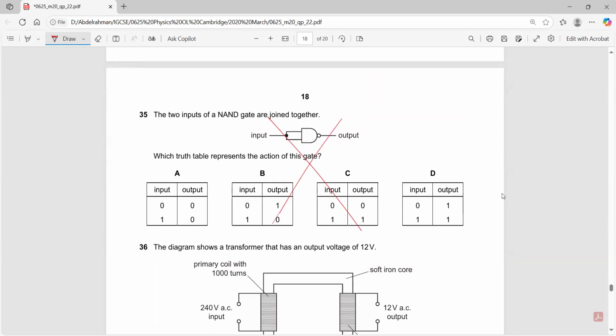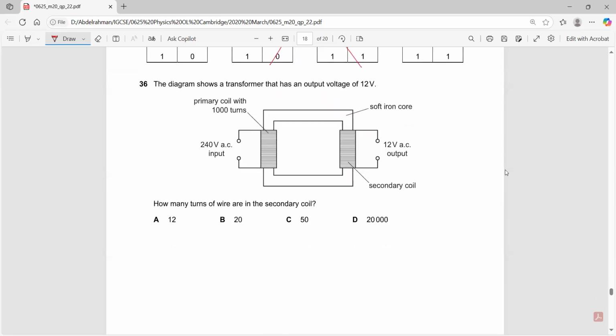Question 35 is cancelled. 36. How many turns are in the secondary coil? Can I find the number of turns on the secondary coil? Yes, you have 240, 1000, and an output voltage of 12. So 1000 times 12 divided by 240. What's 1000 times 12 divided by 240? Yes, 50.